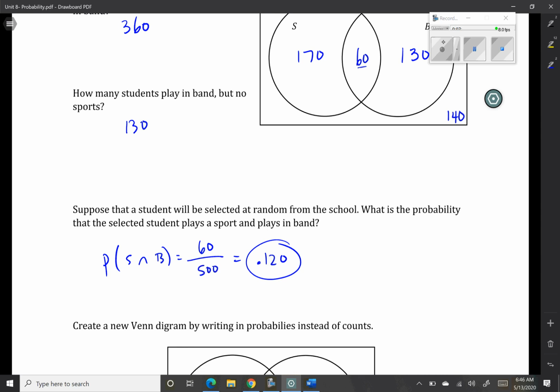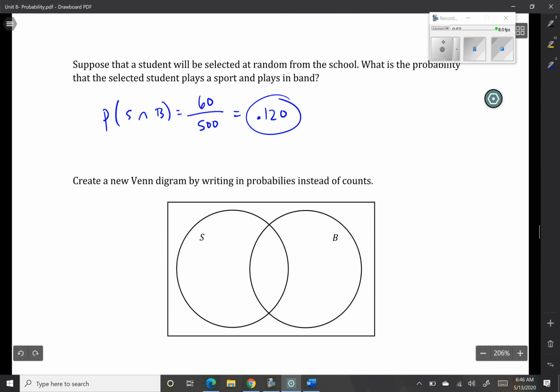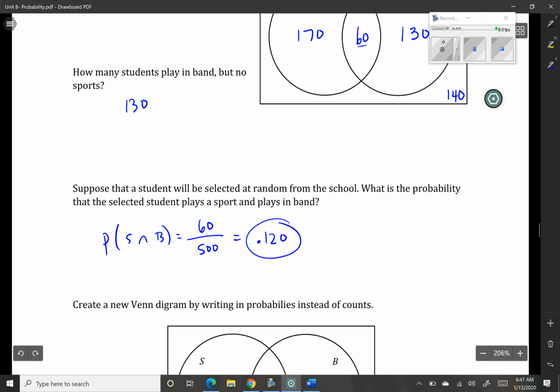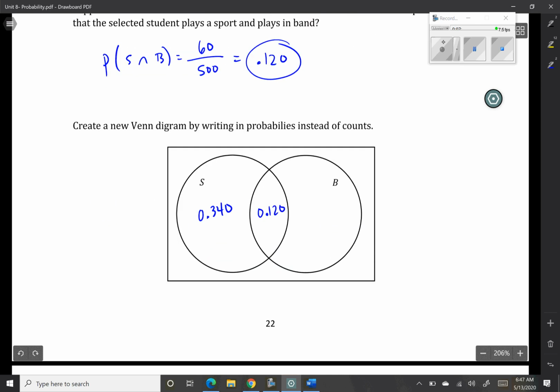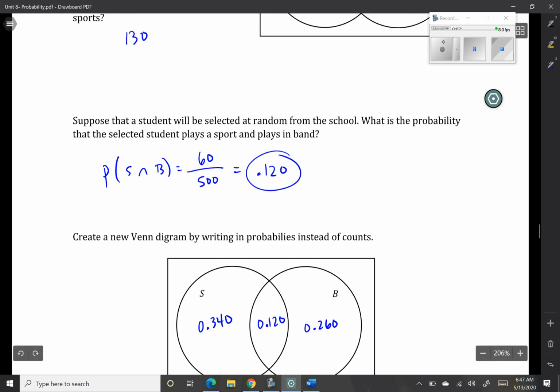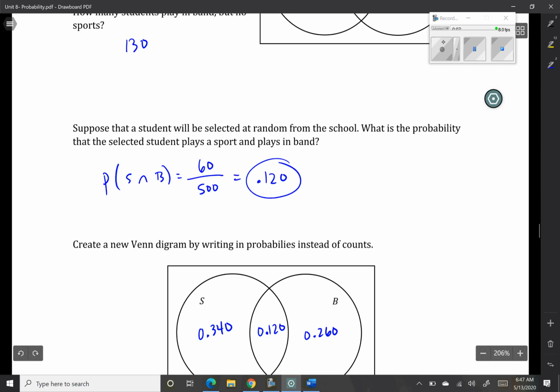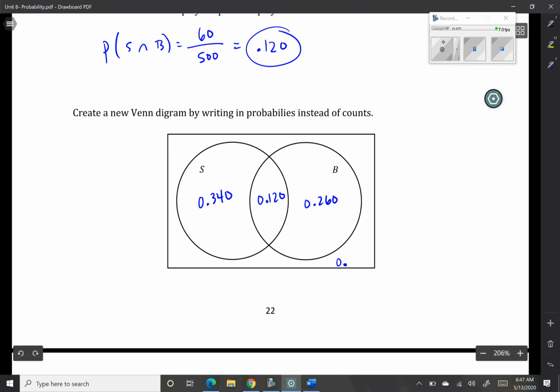So if we wanted to, we could take the same exact Venn diagram and put all the probabilities in there. To find the probability of just playing sports, we would divide 170 by 500 and we'd get 0.34. If we wanted to find the probability of just being in the band, we would take 130 and divide by 500 and we'd get 0.260. And to find the probability of neither being in a sport nor band, we would divide 140 by 500 and we get 0.280.